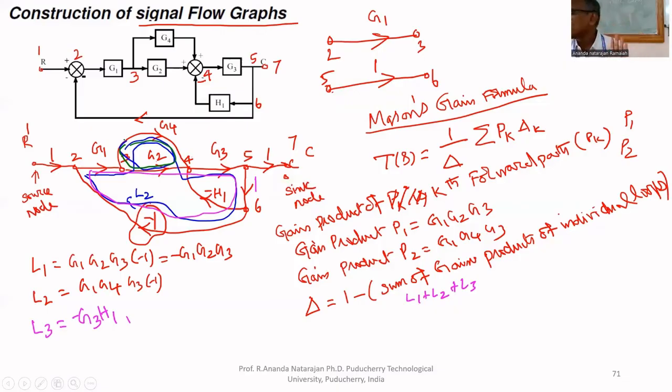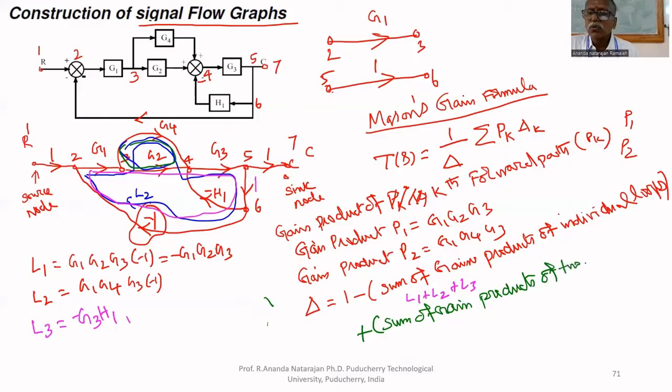There are only 3 loops in the diagram. What is delta? Delta is 1 minus the sum of gain products of individual loops, plus, I am putting minus here, now plus, the sum of gain products of two non-touching loops. Sum of gain products of two non-touching loops.